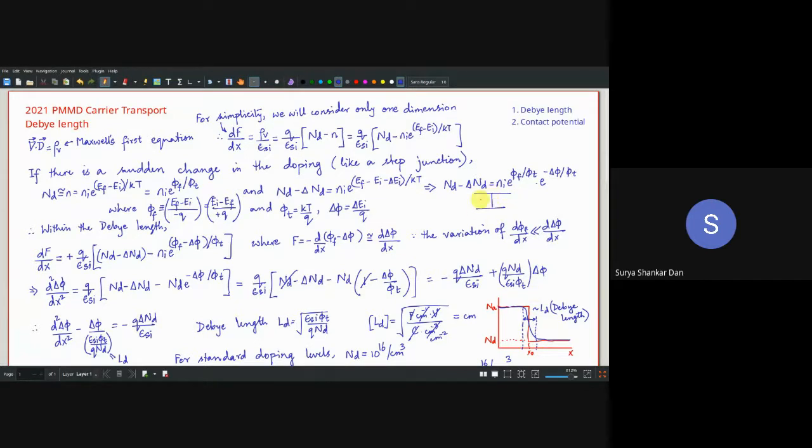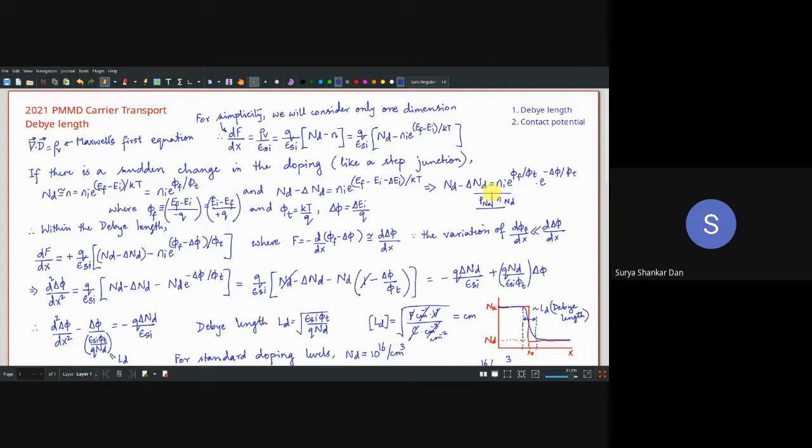From the next class, we'll begin with the PN junction. If you're having a PN junction like this, what will happen? You have got an Na over here, and we have got Nd doping levels. So that means there will be more positive charges here, negative charges here. Make sense?